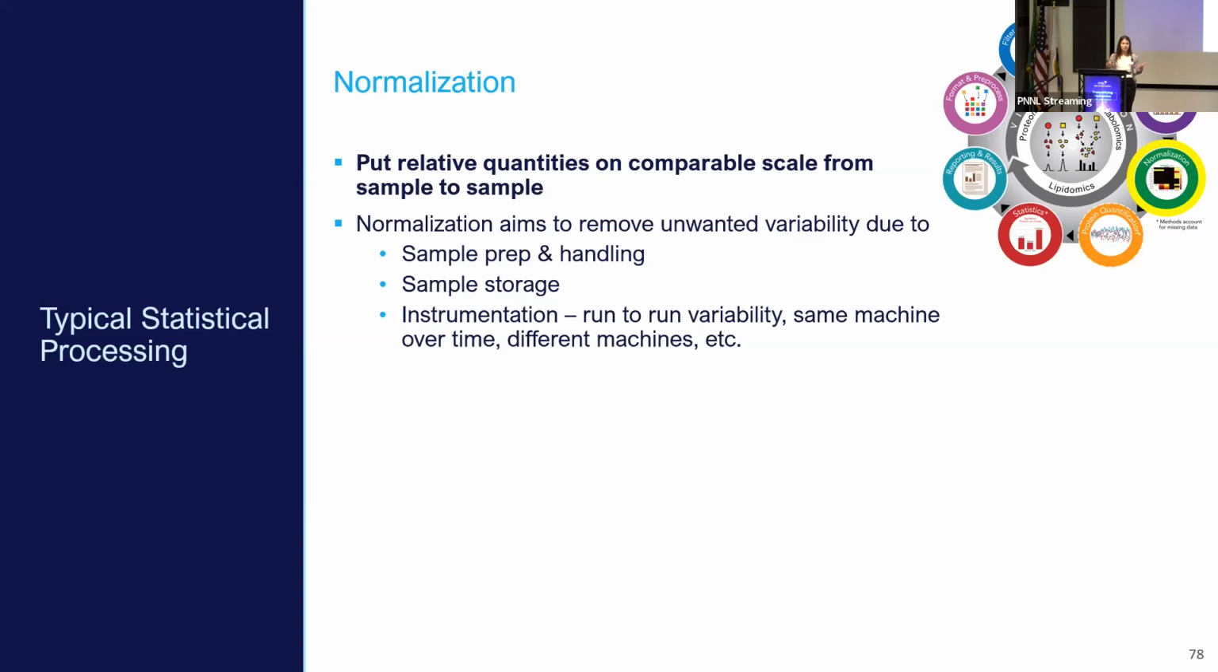That unwanted variability can come from lots of different places, as Paul alluded to earlier. It could come from the sample preparation and the sample handling. Sample storage can impact variability as well. There can also be variability introduced by the instrumentation. There's run-to-run variability on mass spectrometers, even if you're using the same machine. If you run data at different times, you can have batch effects. Different machines can have different amounts of variability that they introduce.